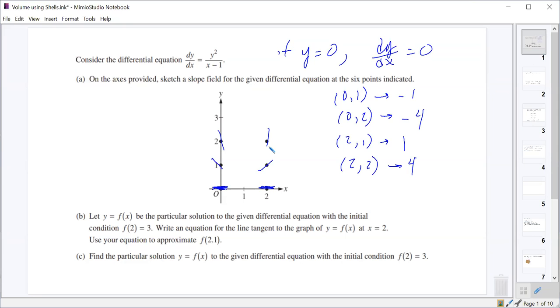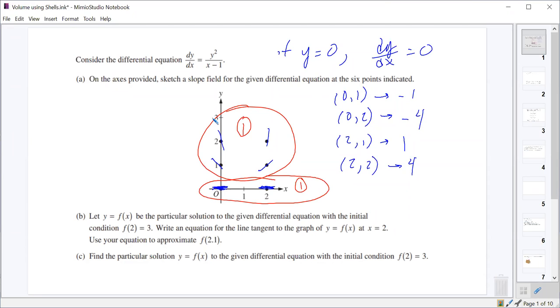Okay. And as is generally the case when they ask you to sketch the slope field, if there are some slopes that are 0, they will give you 1 point for all the ones that are 0. And then they will give you 1 point for all of the rest of them, usually. So that was worth 2 points for part A. Everybody good there?